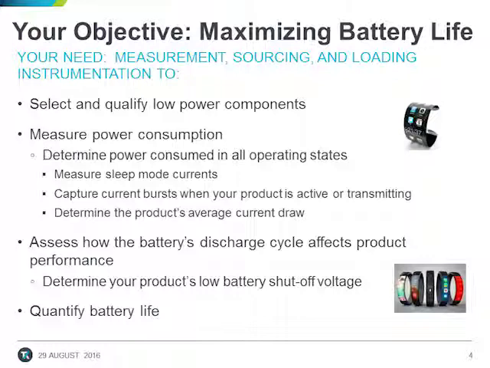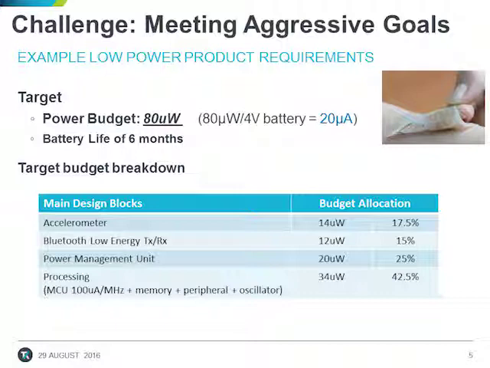You have or will select a battery. The battery certainly impacts how long the device will operate before the battery must be replaced or recharged. One important need is to determine your product's low battery shutoff voltage. If you choose too high a voltage, you will lose some operating life. I do not envy you.